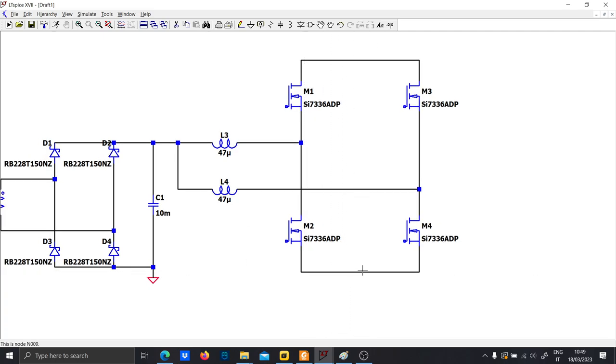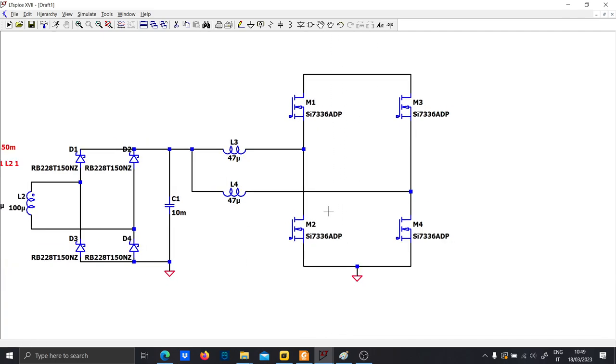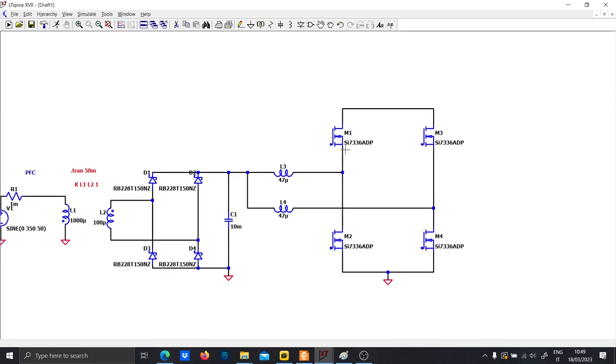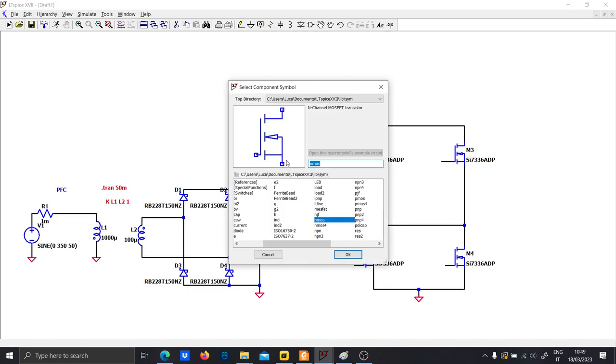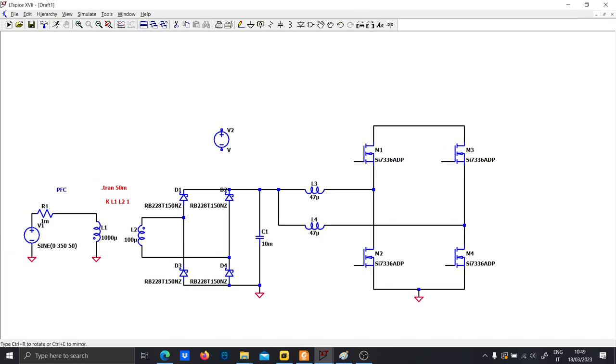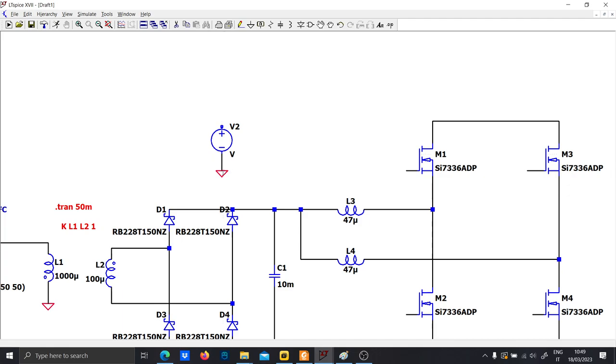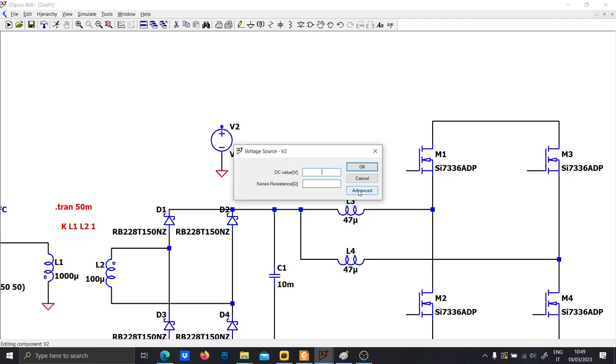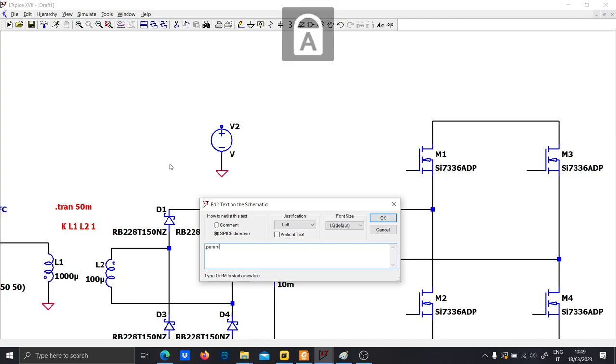So, the way you can control these two boosts is the following. I will use just an open control boost, because if I had to make even the control, this video will be infinite. So let's use a pulse here. This will be our low side pulse. .param D equal to 0.5. So we expect double the voltage at the output and a switching frequency of 100 kHz.